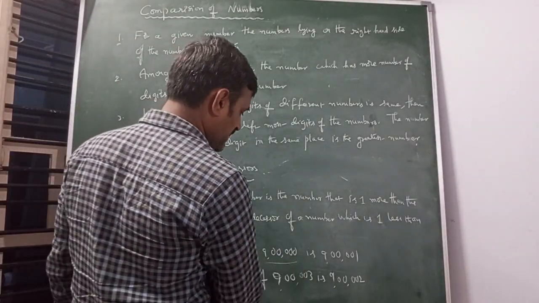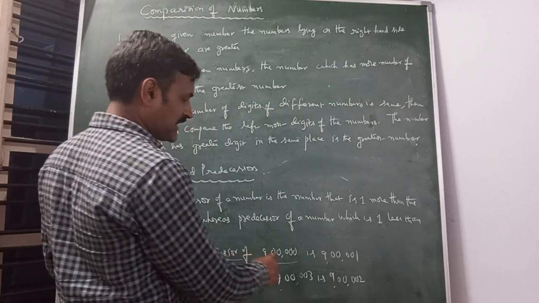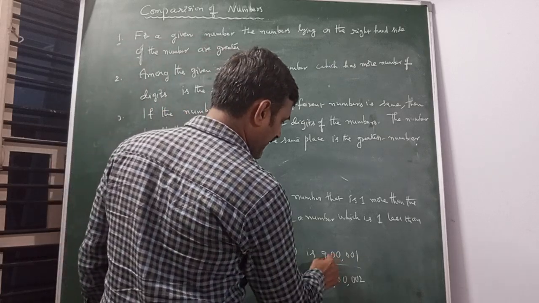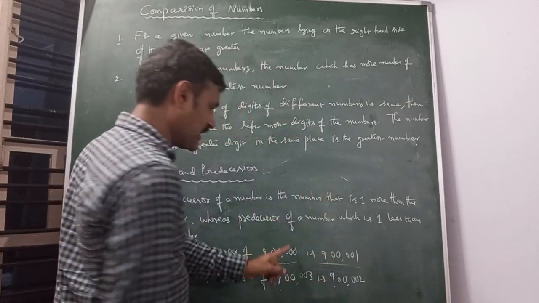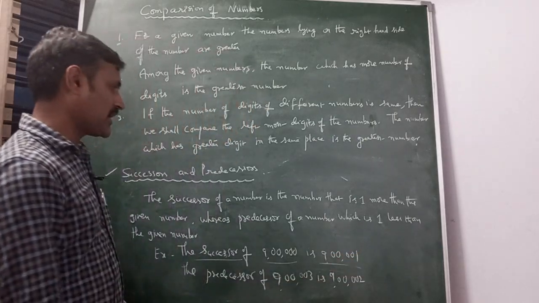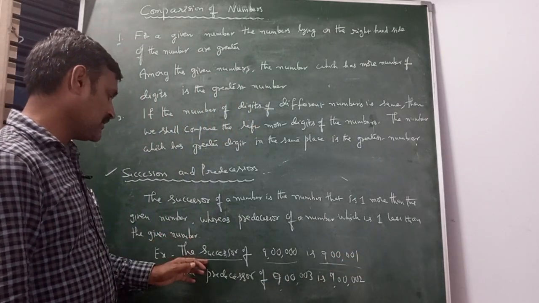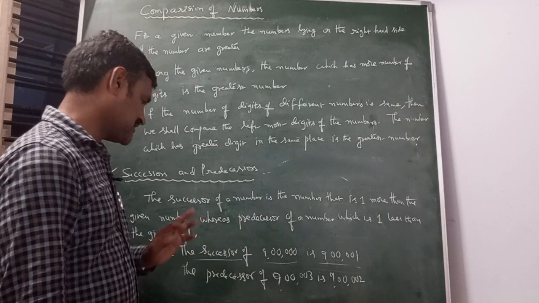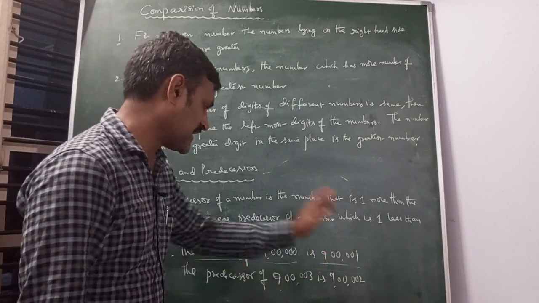See, 9 lakhs is there. The successor of 9 lakhs is 9 lakh 1, that is 900,001. So 1 is extra here. That's why we call it greater. 1 extra is called the successor. So the successor of 9 lakhs is 9 lakh 1.